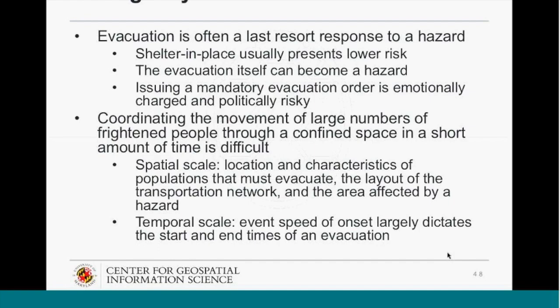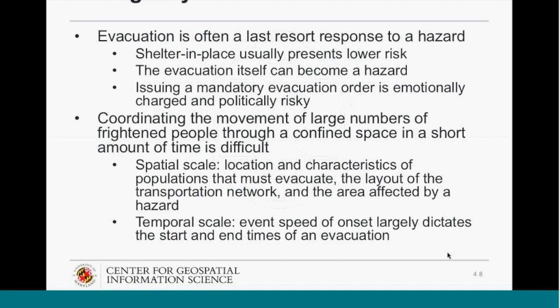So bottom line is, issuing a mandatory evacuation order, besides potentially being a hazard to the people that you're trying to protect, is also emotionally charged and politically risky. People don't want to be told to leave their house, and many people will refuse. And if something goes wrong, as what happened in Ivan, the people who ordered that evacuation definitely end up getting blamed, right? It becomes a big, big issue.